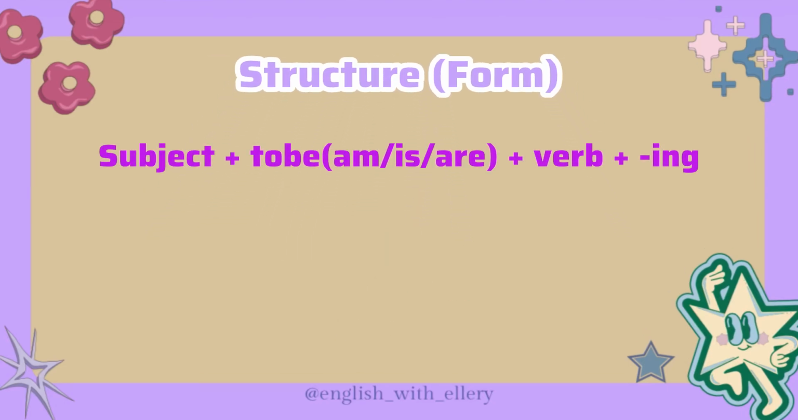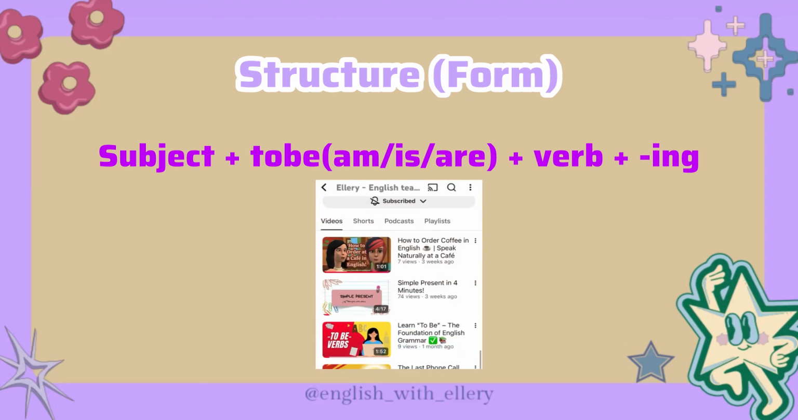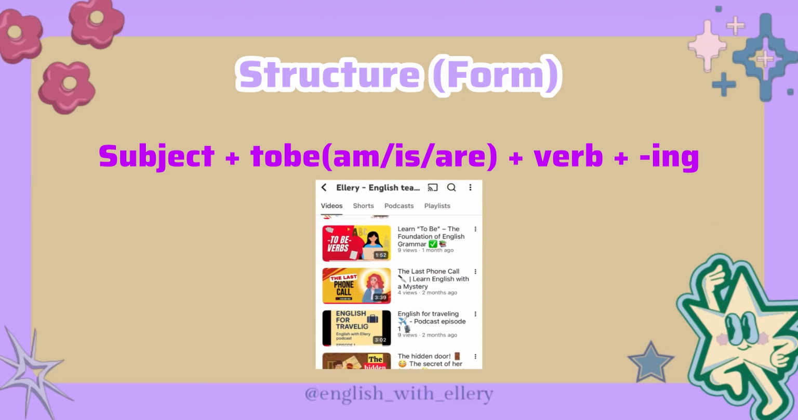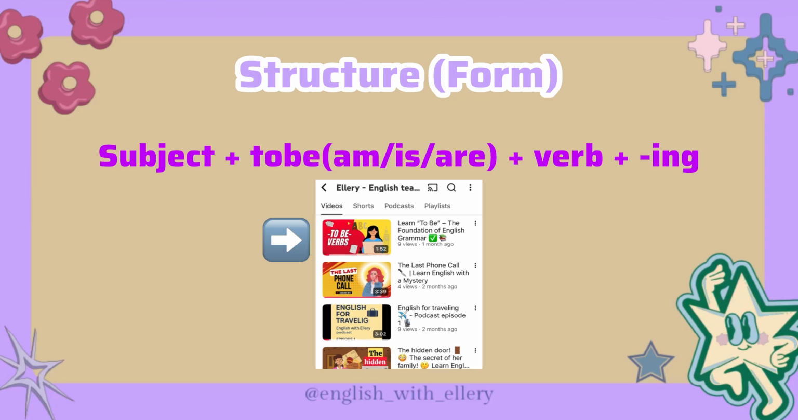This is the formula for positive sentences in the present continuous tense. The formula goes like this: subject plus to be (am, is, are) plus main verb plus ing. If you don't know what the verb to be is, I recommend watching the to be video on the channel. I've explained it there in full detail.